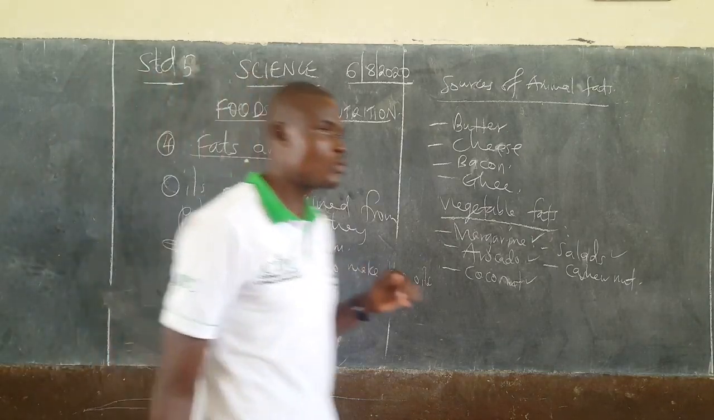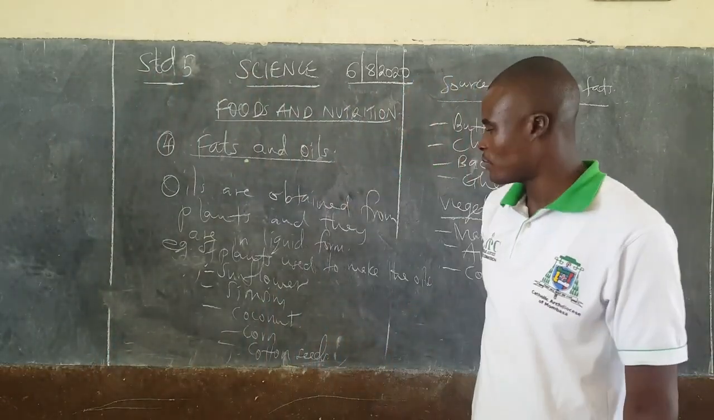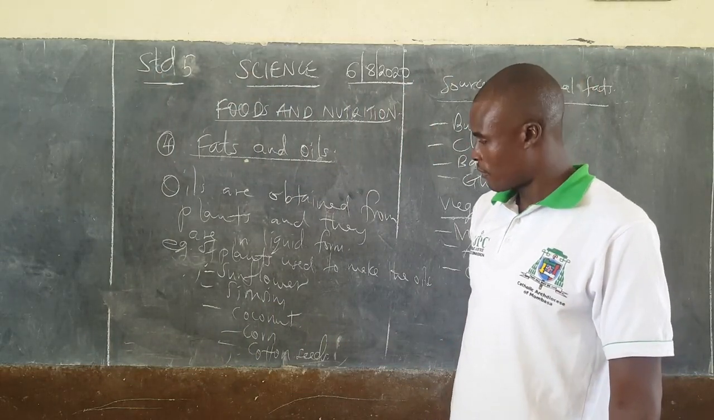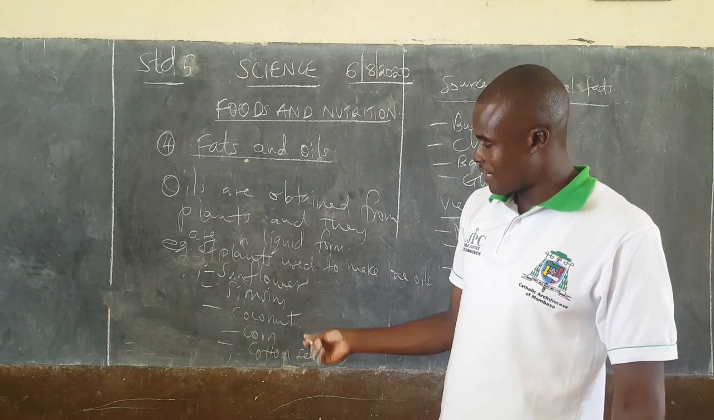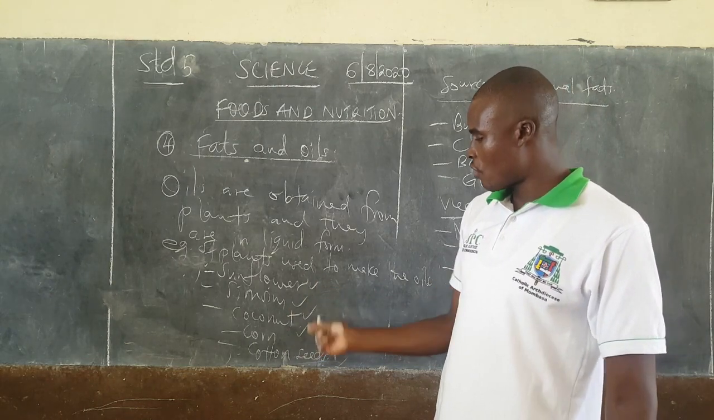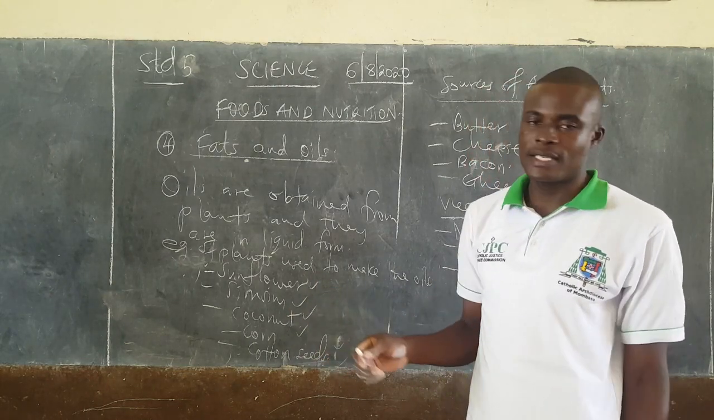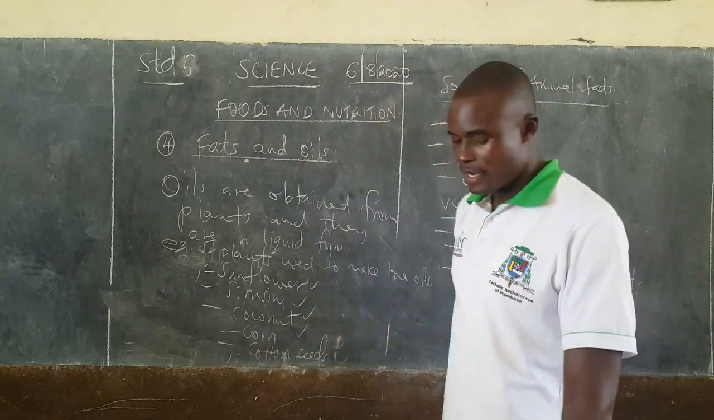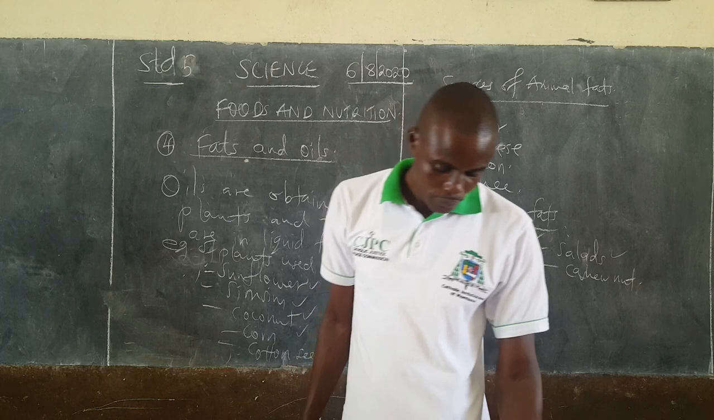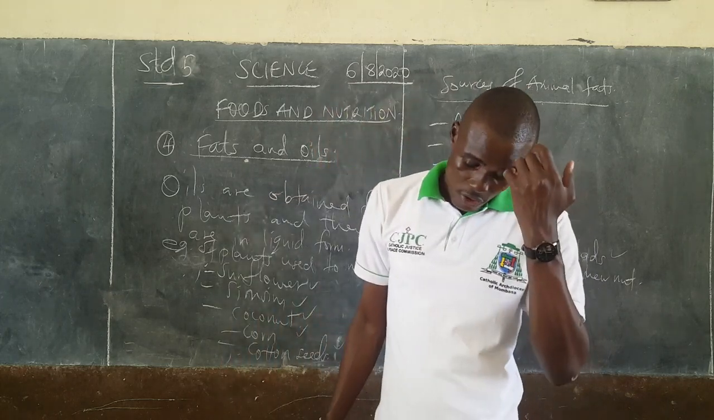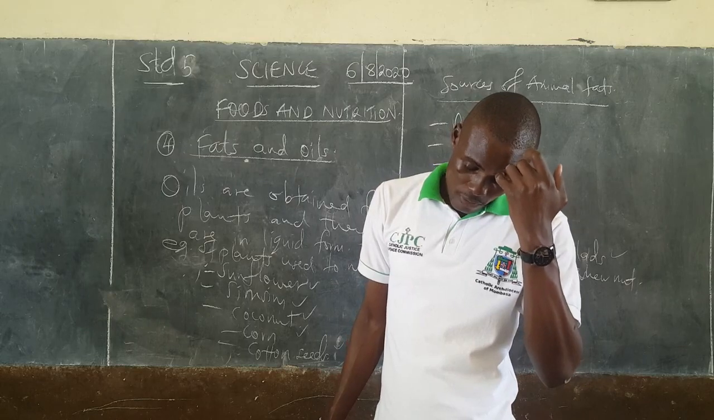So Lana, you need to know those examples of these plants so that when they come in the examination, they don't give you any trouble. So these plants here, we have mentioned sunflower, simsim, coconut, corn, and you can also see cotton seeds here. All those plants you have mentioned are used to make the oils. So the oils are obtained from plants.